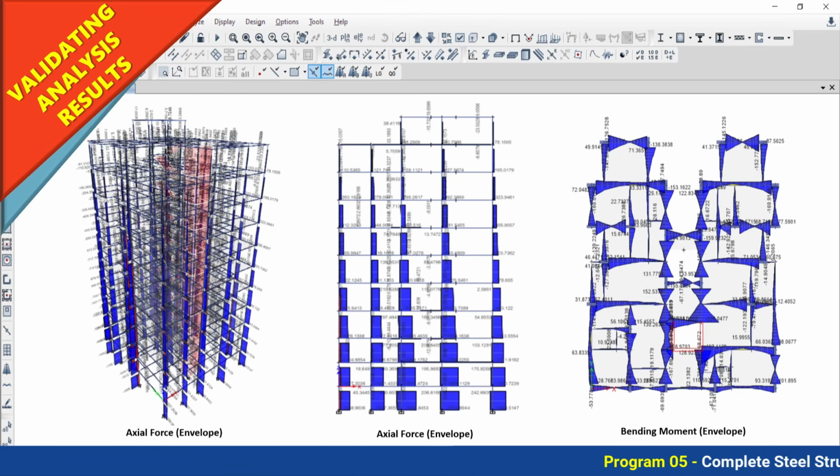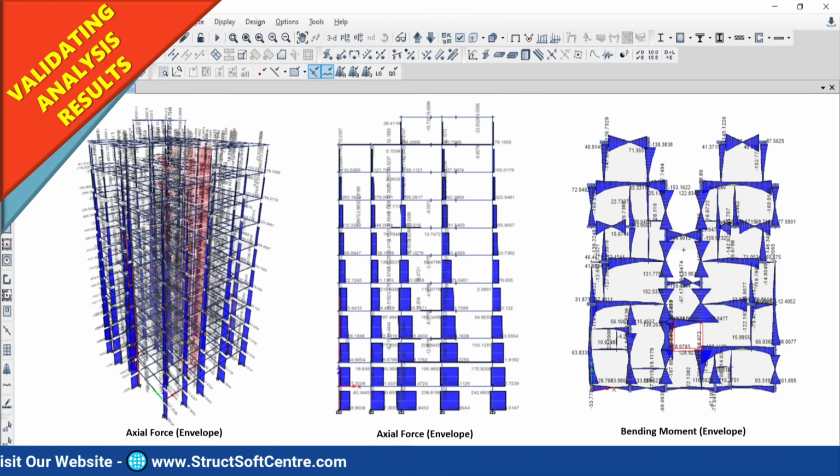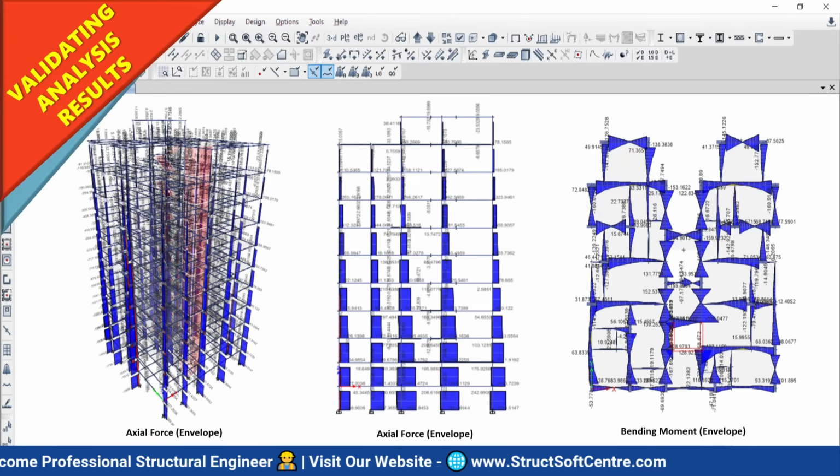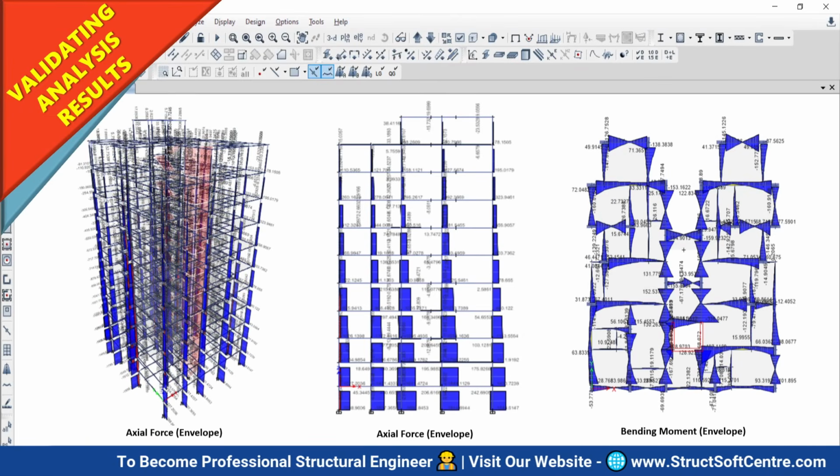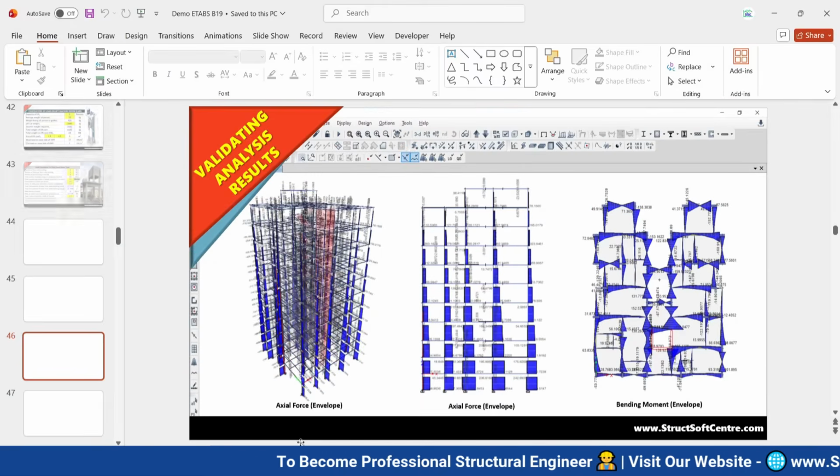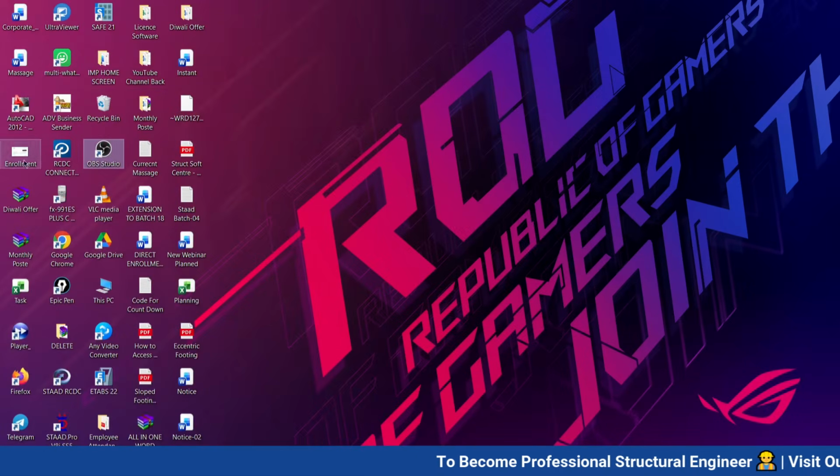And the analysis results when your structure is subjected to only gravitational load will be totally different from when your structure is subjected to gravitational plus lateral load. There is an important term, reversal action. What is important about the reversal action?